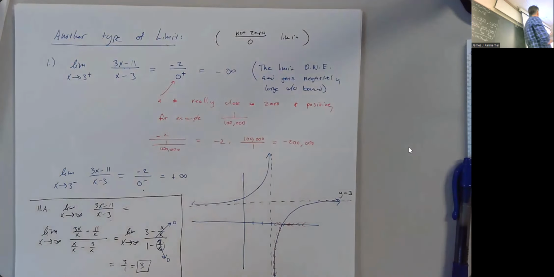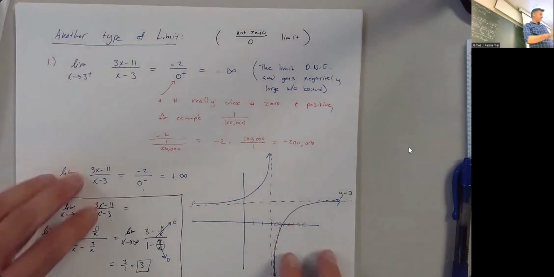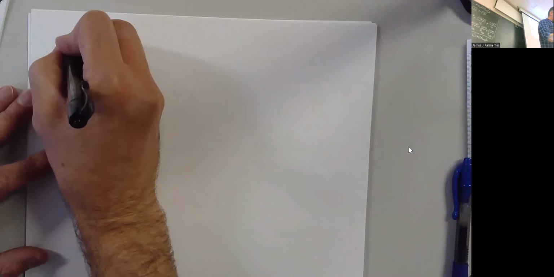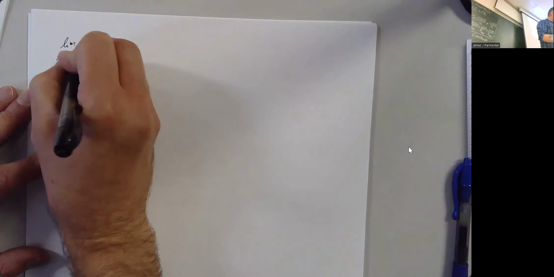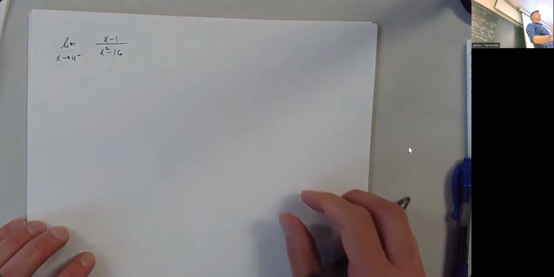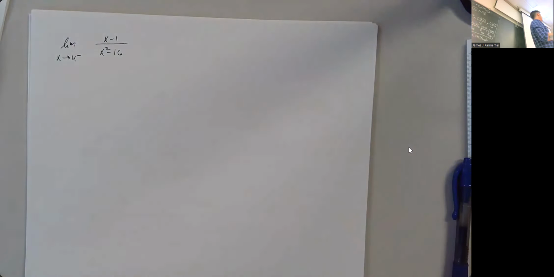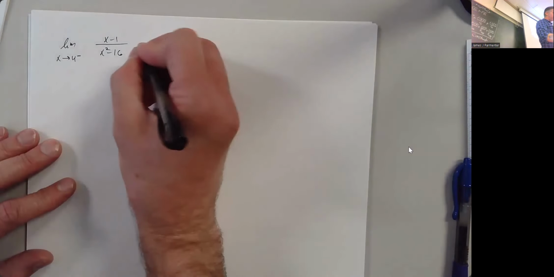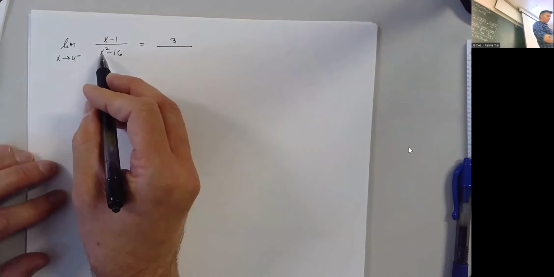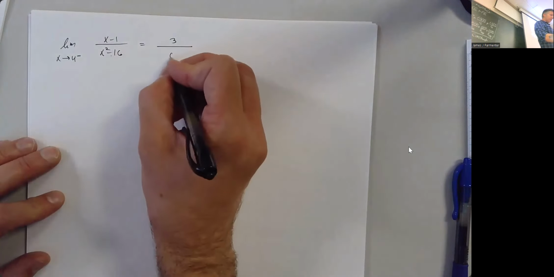Okay, let's look at a couple more examples. Maybe if I can do the paper. So let's look at, yeah, that's a good example. The limit as x approaches 4 from the left of x minus 1 over x squared minus 16. Same idea as before. I'm just plugging in x. So I'm going to get 4 minus 1, which is 3, over 16 minus 16, which is 0.